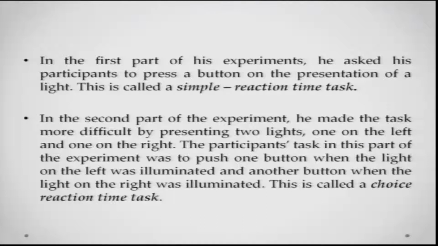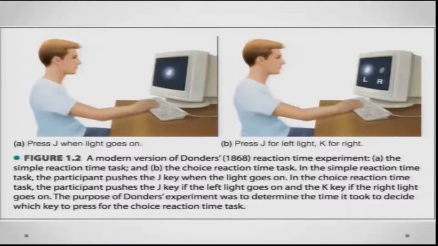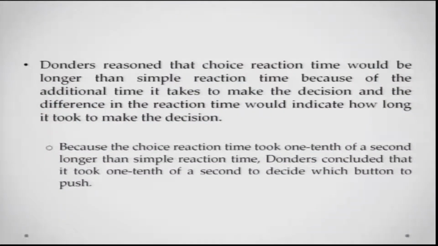Now, this you can see is a systematically more difficult task than the earlier simple reaction time task we were talking about. Here you can see the setup for these kinds of tasks. In figure A, you can see that the instruction is just to press a key J when the light goes on, and in the second setup you can see that the participant has been asked to press J for left light and K for right light. So, in that sense systematically there is more effort or more mental processes are there. Let us move into how the comparison of these two tasks is.